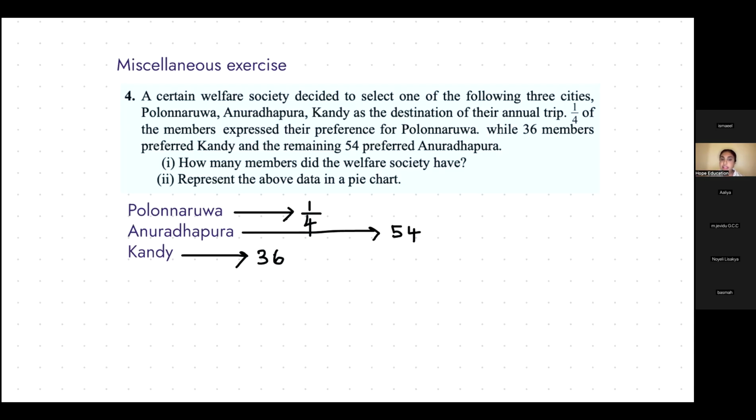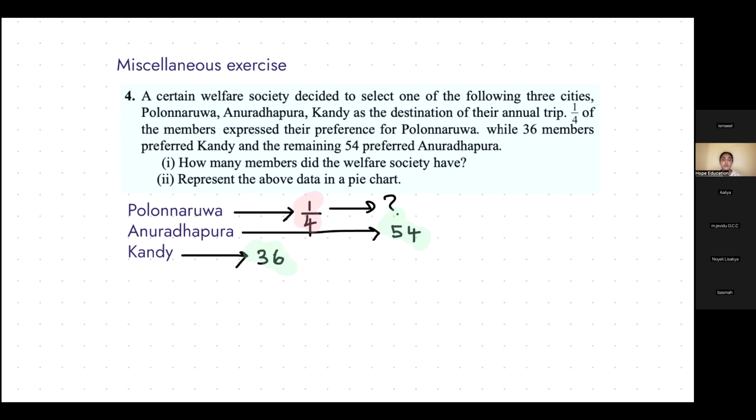For Polonnaru, there is a fraction, but we don't know what the full number is. We don't know the total. We only have a fraction. But for Anuradhapura and Kandy, we don't have a fraction, but we have the total number of members. So we have 2 different quantities. When you were trying the question, if you figured that out, that is good enough.